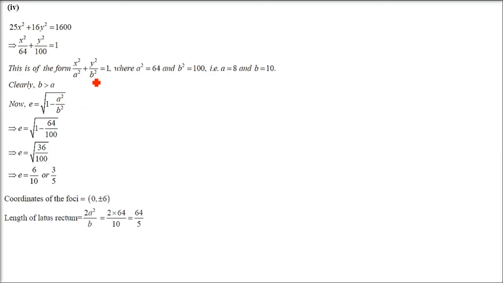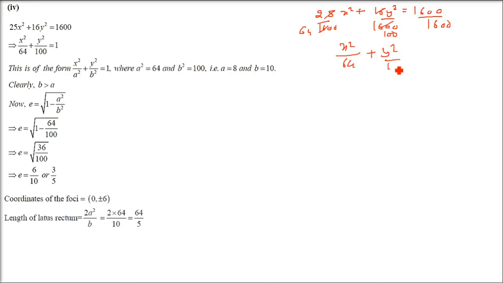So let us do it, because we have to understand the other concept also. So we have 25x square plus 16y square equal to 1600. Divide both sides by 1600. What do you get? Then we have x square by 64 plus y square by 100 equals 1. So now this is x square by a square plus y square by b square equals 1.